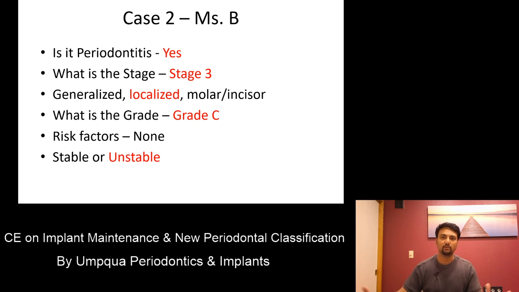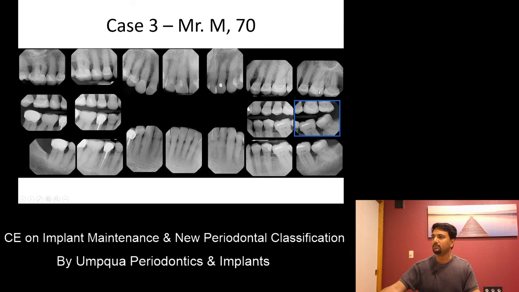Direct evidence is always the best. Okay, now let's look at number 3, Mr. M, he's 70 years old. Again, I'm going to walk through the first 4 steps of my 6-step process, and just by looking at my radiographs, I can assign a stage and grade.